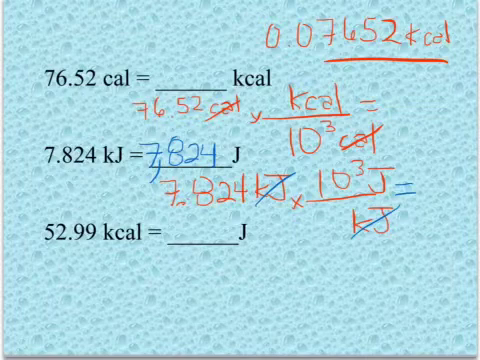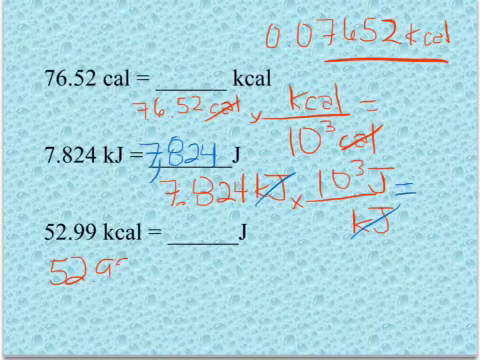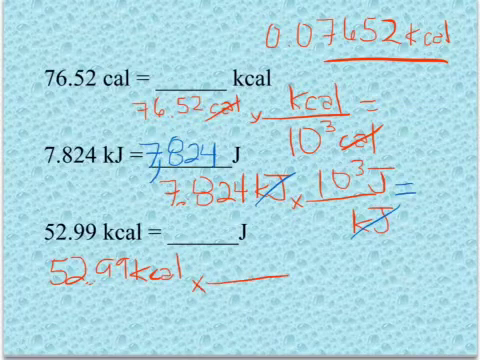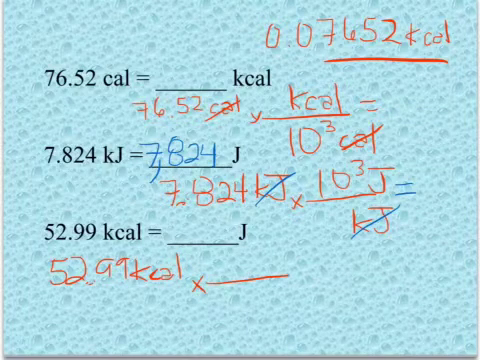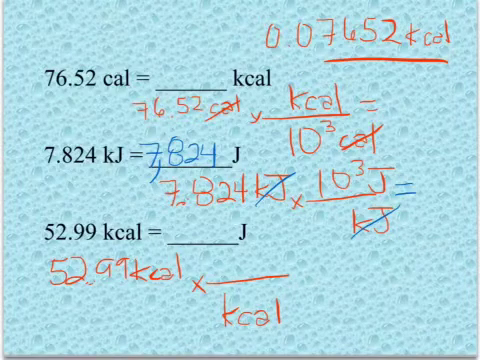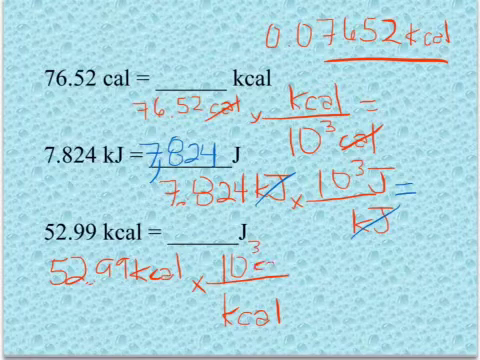Let's do one more. In this one, we're going to go from kilocalories to joules. So this will require 2 steps. We'll start with 52.99 kilocalories. And we'll need to do 2 conversions. First conversion will be from kilocalories to calories. We know a kilocalorie is larger. I'm going to put that on the bottom so it'll cancel. So a kilocalorie is 1,000 calories, and I'm going to write 10 to the third calories at the top.